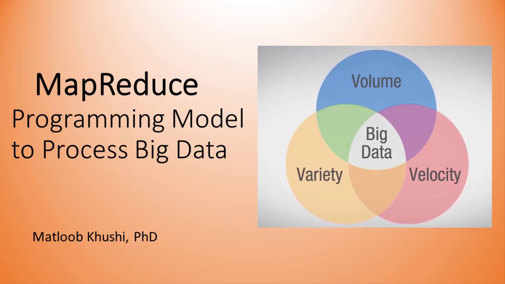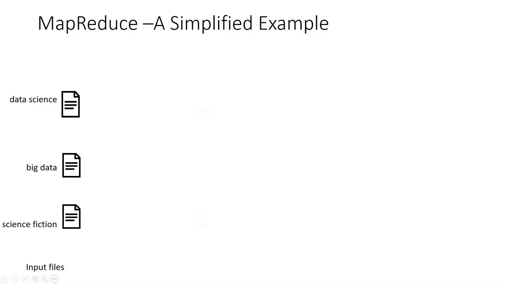In the mapping phase, the data is parsed into key value pairs, and in the reduce phase, the data is aggregated. Let's look at a MapReduce implementation using a very simple example of word count. Consider we have these three documents as our input files, and we would like to count how many times a word has appeared in these documents.